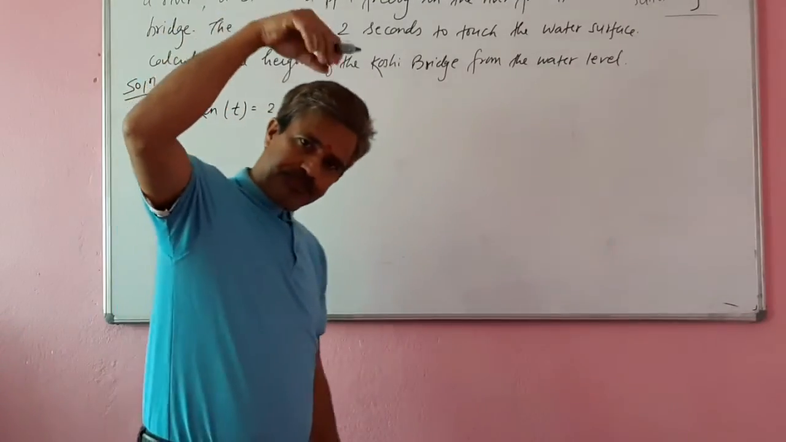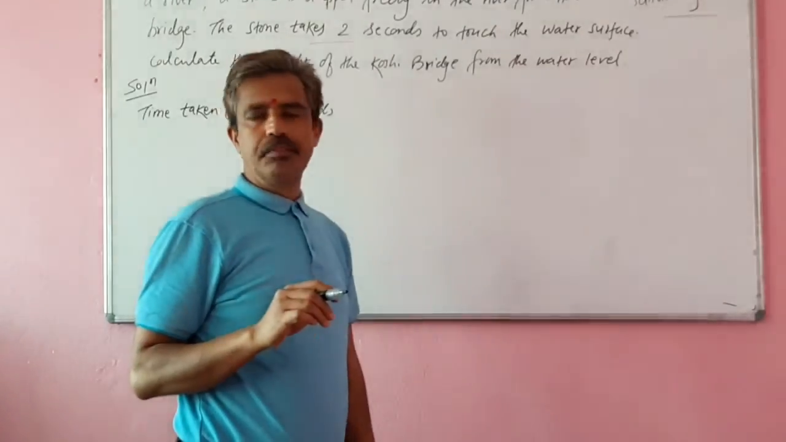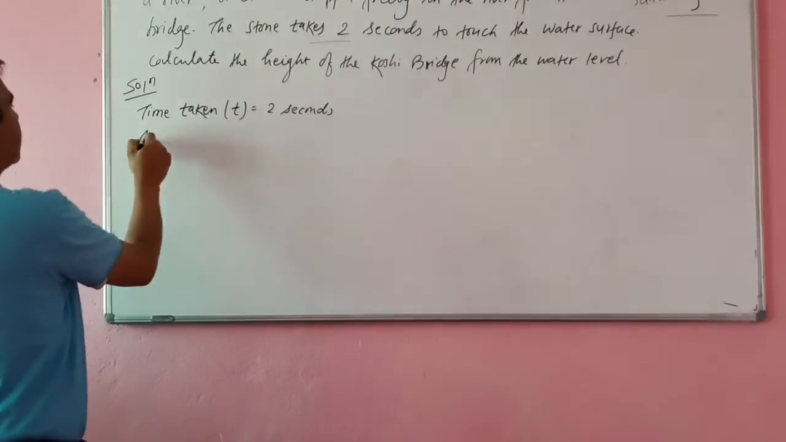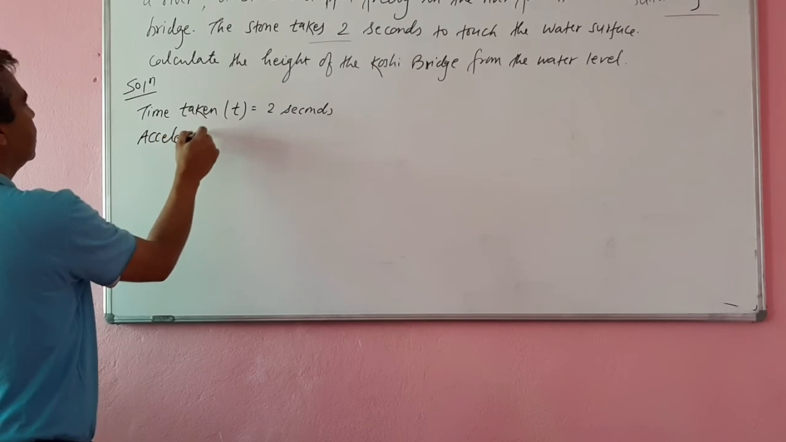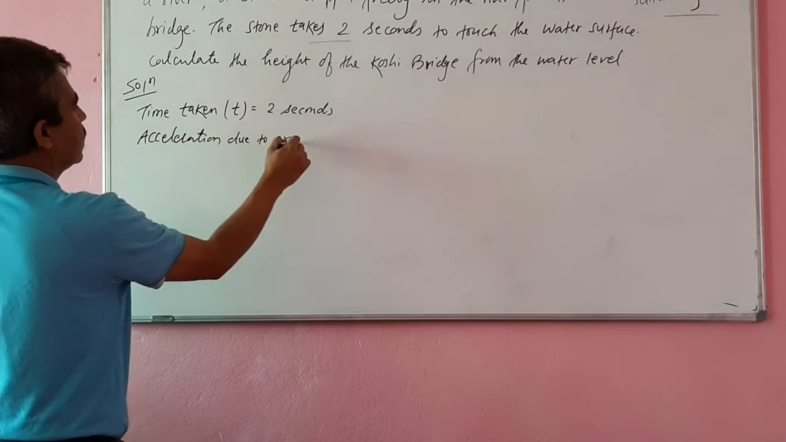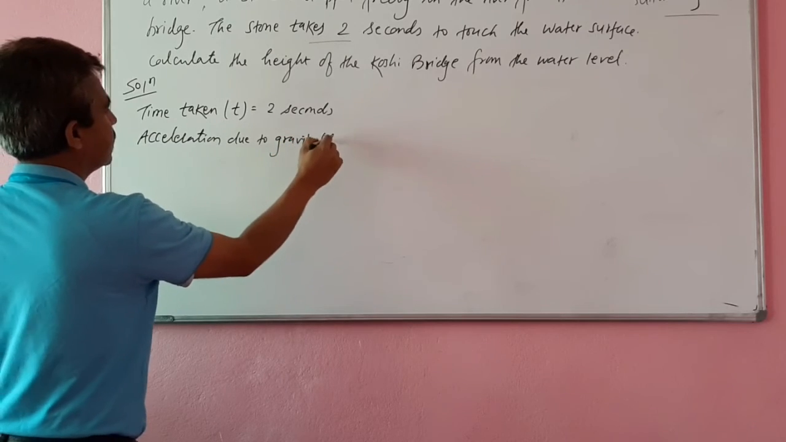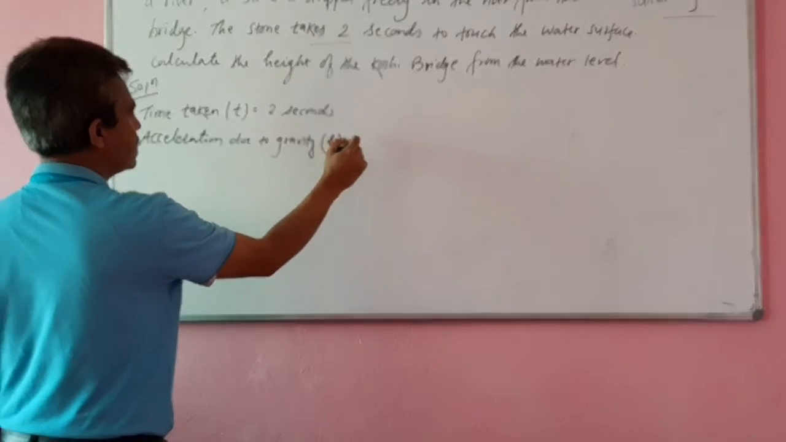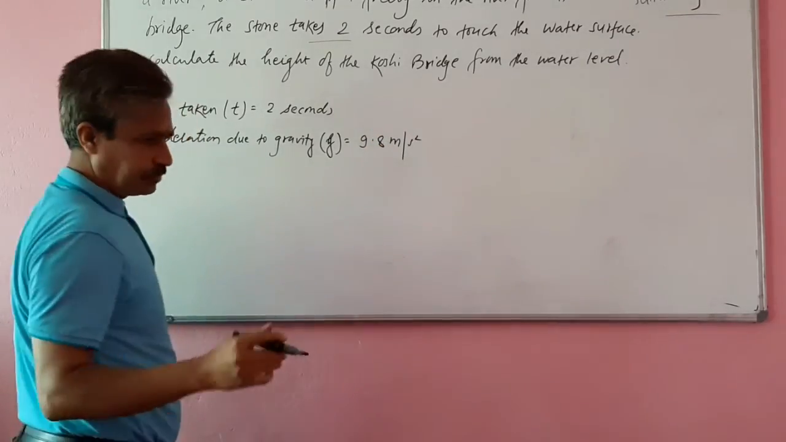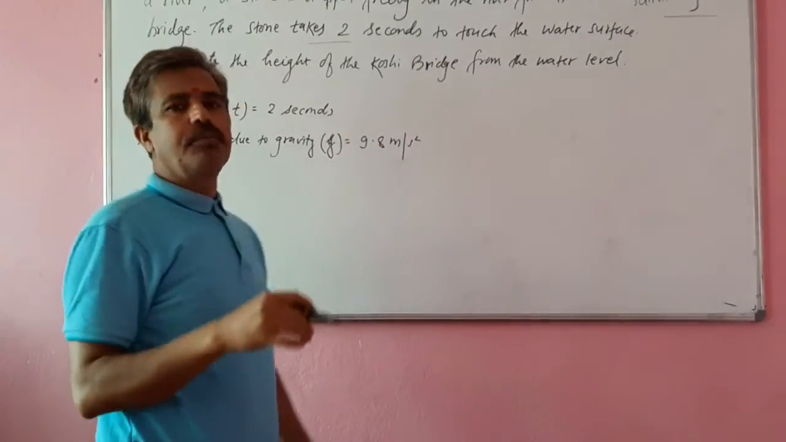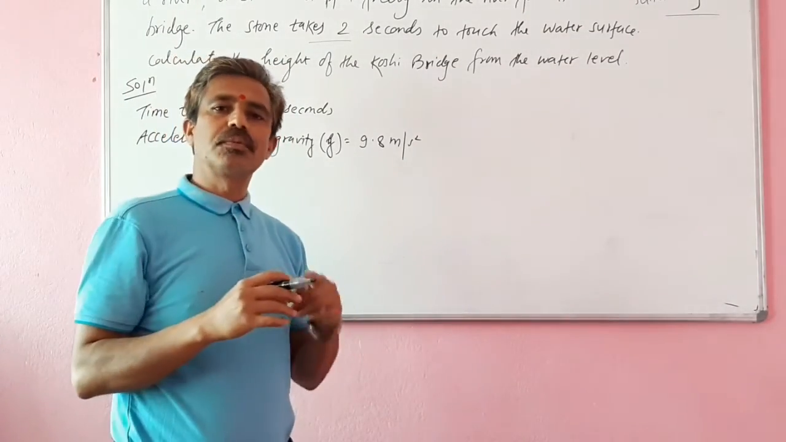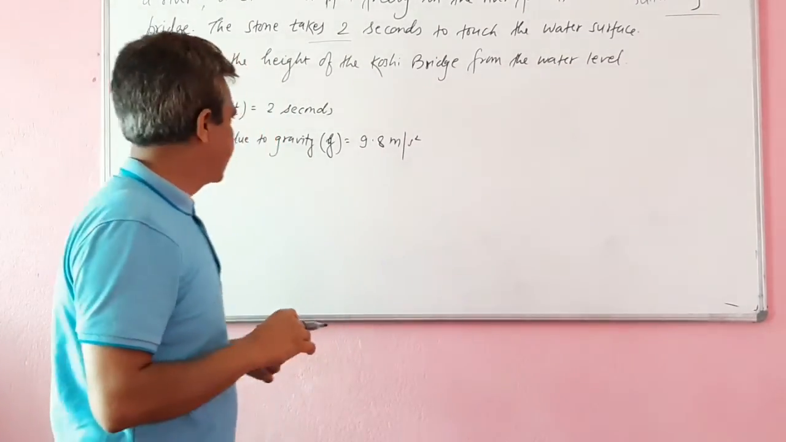We are dropping something. Means what should be there? Acceleration due to gravity. We write here g. G equals 9.8 meter per second square. While dropping, the value of small g will be positive. While throwing something upward, the value will be negative.